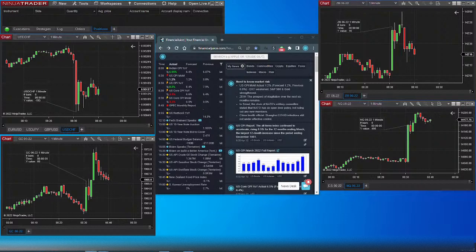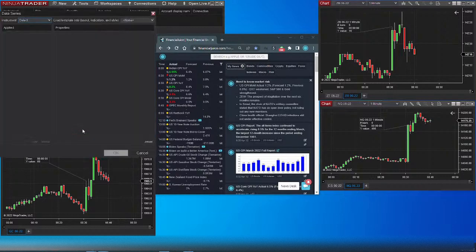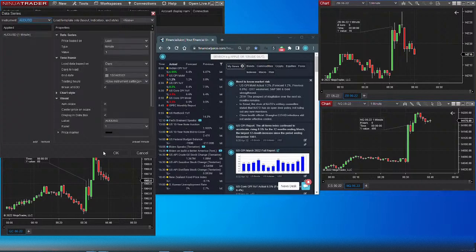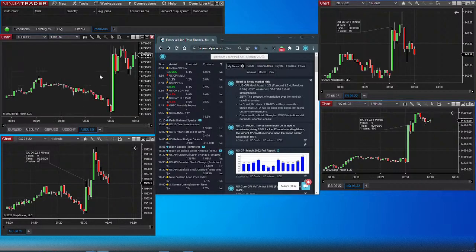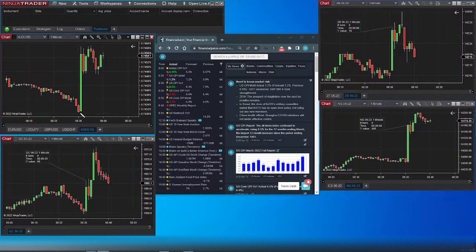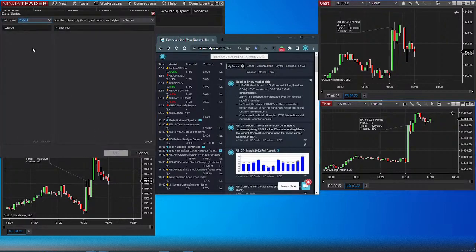19 pips down on dollar Swiss franc. The Aussie dollar and New Zealand dollar are the last two I want to check. About 28 pips there. So everything has had a much more amplified reaction.